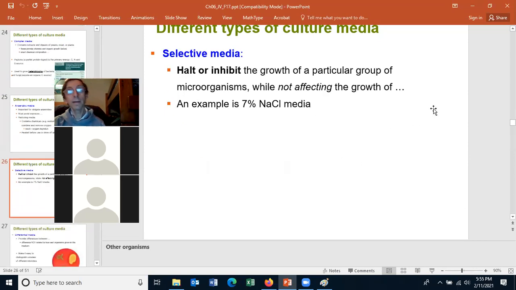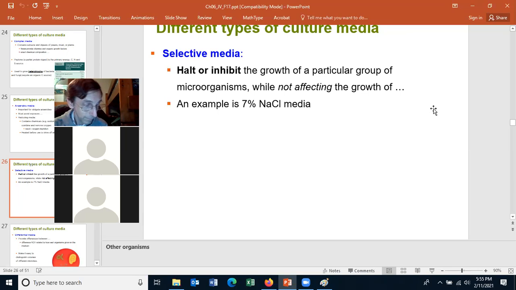There's different types of media. Another type of media we need to talk about is a selective media. Selective media halts or inhibits the growth of a particular group of microorganisms while not affecting the growth of other microbes. An example of a selective media is 7% sodium chloride media, and this allows salt-tolerant organisms to grow, but it inhibits organisms that don't grow in 7% sodium chloride media, meaning they don't grow in salt.